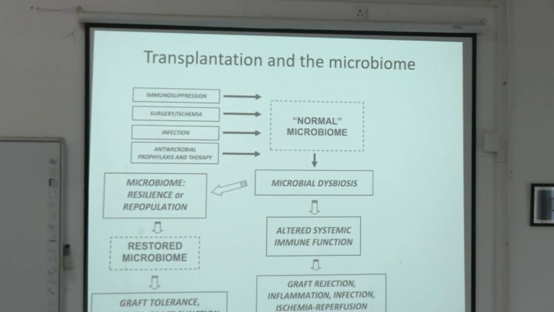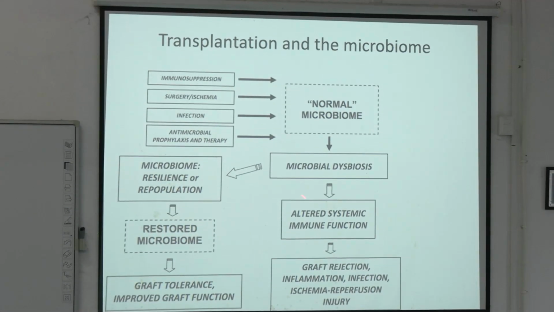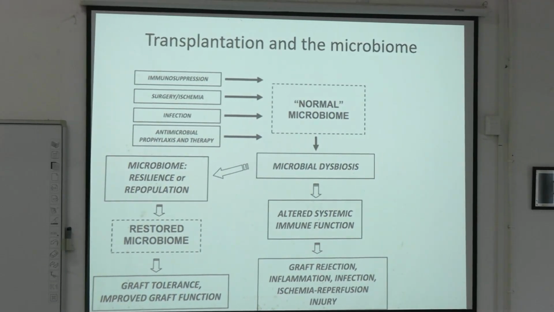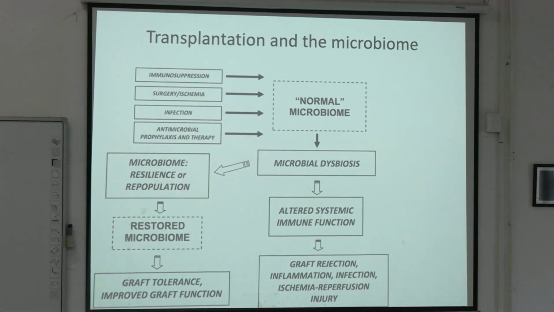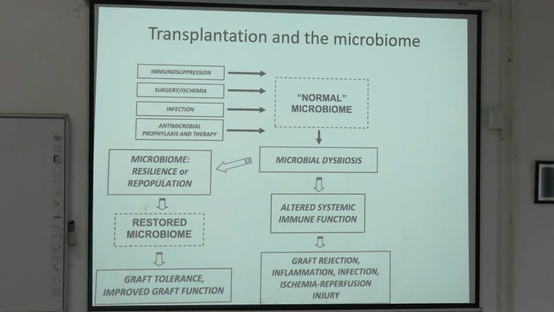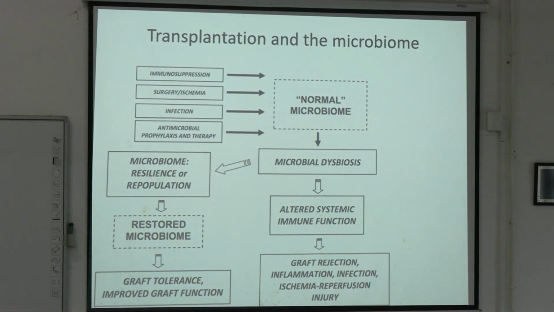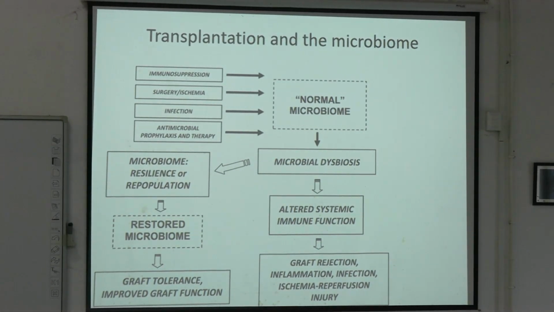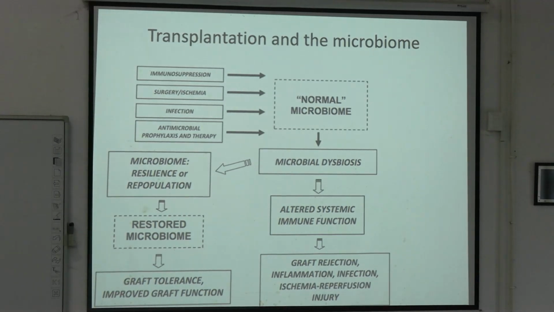The disruption is called microbial dysbiosis, and this dysbiosis may be recovered if the microbiome population is resilient. It can repopulate and may lead to what we call graft tolerance with improved graft function. However, if the microbiome is unable to recover, it may lead to alteration of the systemic immune function, which may lead to graft rejection, ischemia, and inflammation. So, we do have to focus on restoring the normal microbiota of the recipient.